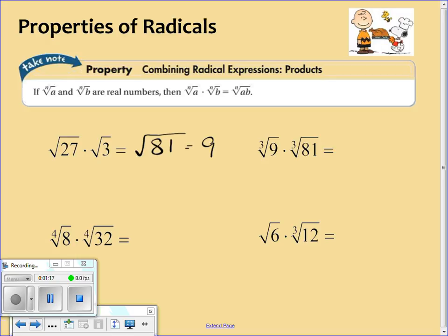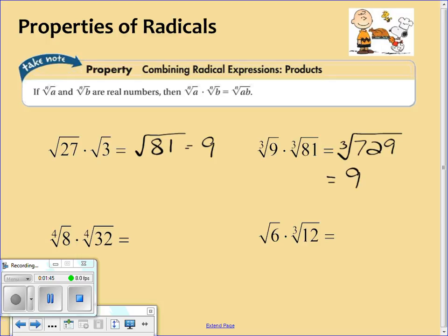Now, one thing we need to make sure that we're looking at, they have to be the same root. Like, I can't multiply a square root by a cubed root. They're not like terms. Okay, they have to be the same. So here, I can multiply these together. What's 9 times 81? 729. So cubed root of 729. Is that perfect? Yeah, what's the cubed root? It's 9.